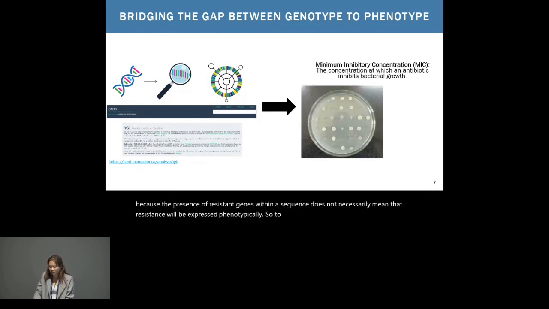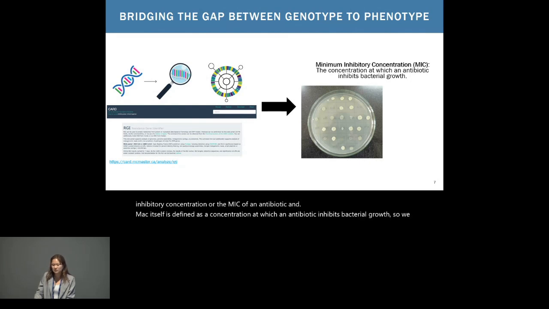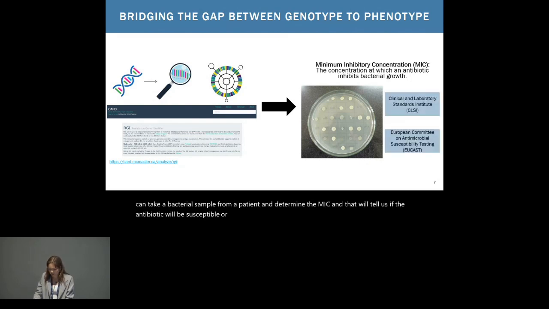So to collect this phenotypic information, there's a minimum inhibitory concentration, or the MIC, of an antibiotic. And MIC itself is defined as a concentration at which an antibiotic inhibits bacterial growth. So we can take a bacterial sample from a patient and determine the MIC, and that will tell us if the antibiotic will be susceptible or resistant.